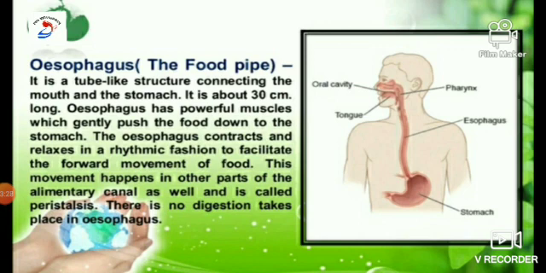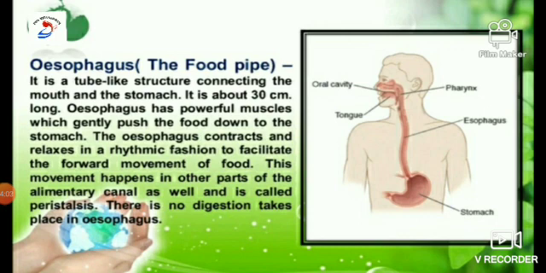It is about 30 centimeters long. It has powerful muscles which gently push the food down to the stomach. The esophagus contracts and relaxes in a rhythmic fashion to facilitate the forward movement of food. This movement happens in other parts of the alimentary canal as well as in the esophagus, and it is called peristaltic movement. No digestion takes place in the esophagus.